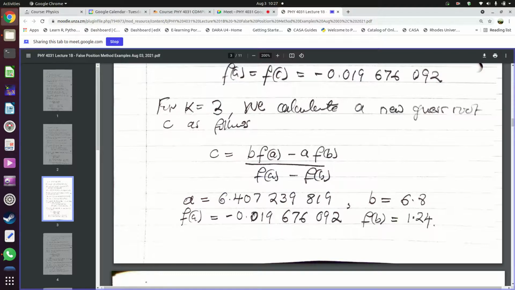So when you make the substitutions, where there is B, you put your 6.8. Where there is f of A, you put this thing here. Where there is A, you put this here. Where there is f of B, you put this here. Where there is f of A, you put this here. Where there is f of B, you put this there.